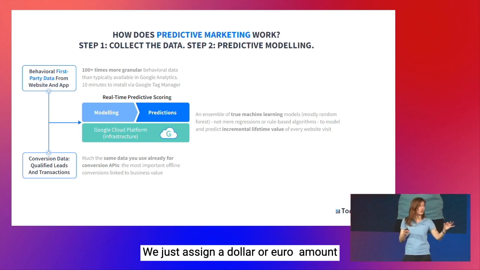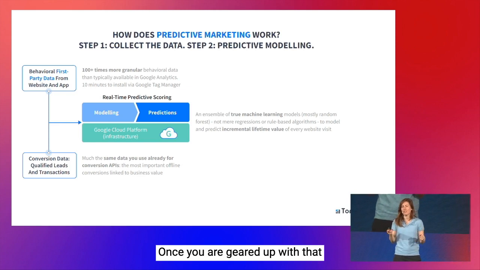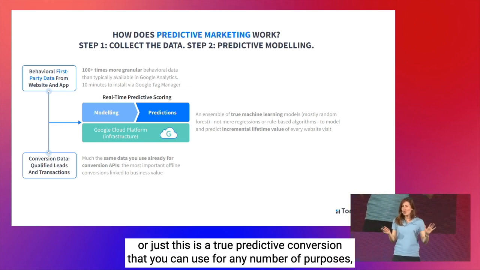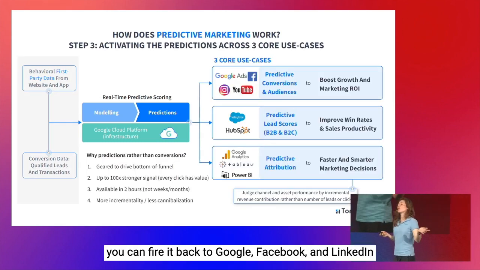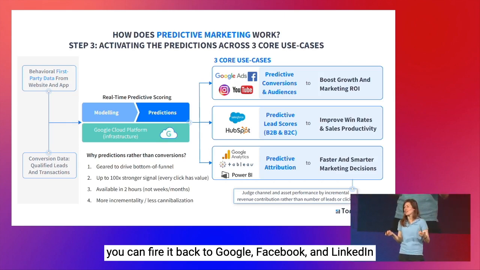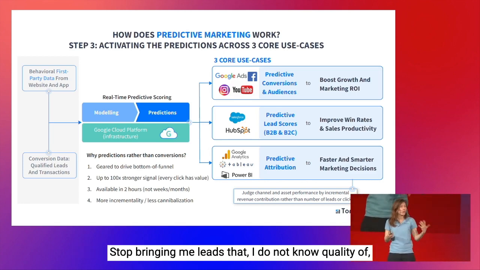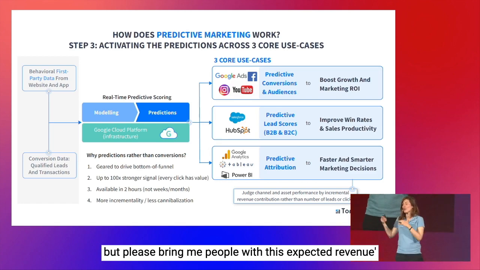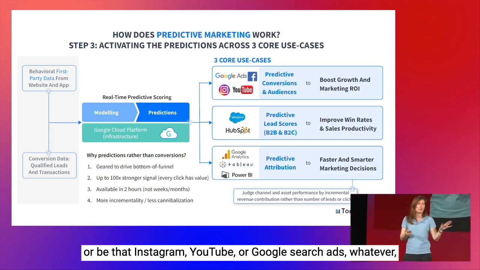We just assign a dollar or euro amount to every session that you witness on your website. Once you are geared up with that, this is a true predictive conversion that you can use for any number of purposes. You can fire it back to Google, Facebook, and LinkedIn, and tell Facebook, bring me more customers like that. Stop bringing me leads that I don't know the quality of, but please bring me people with this expected revenue. Be that Instagram, YouTube, Google search ads, whatever.